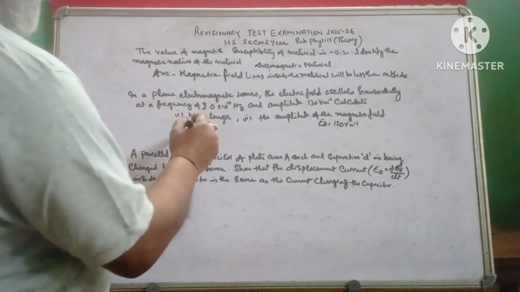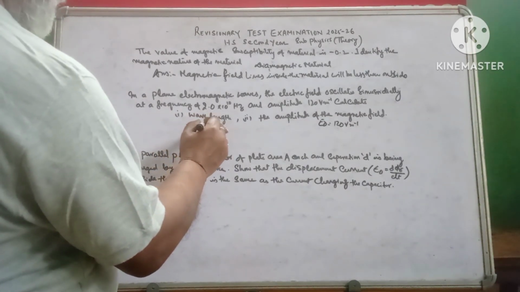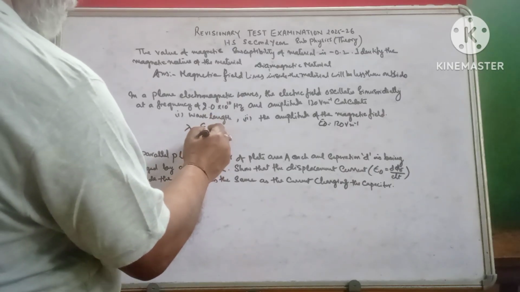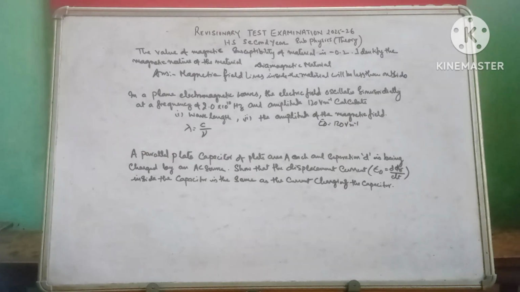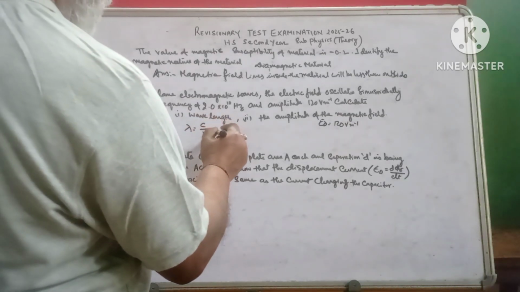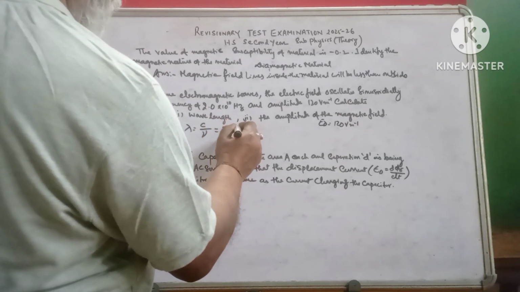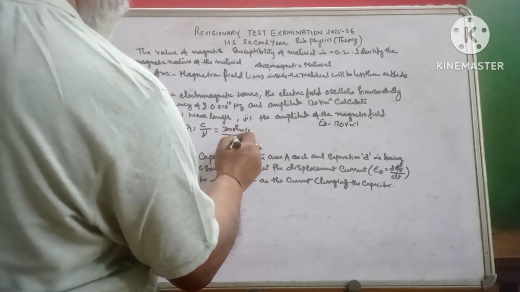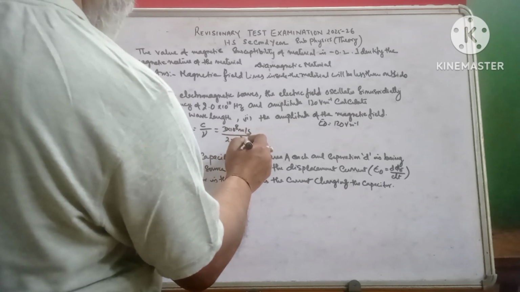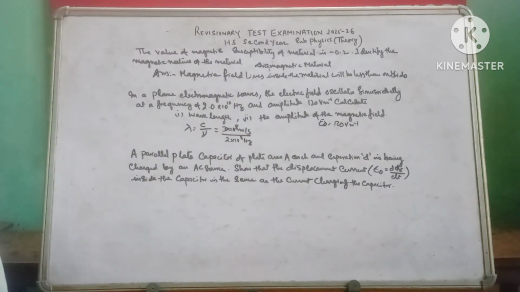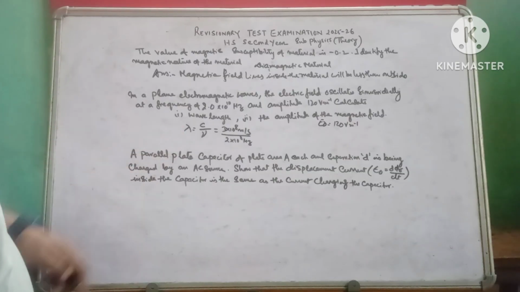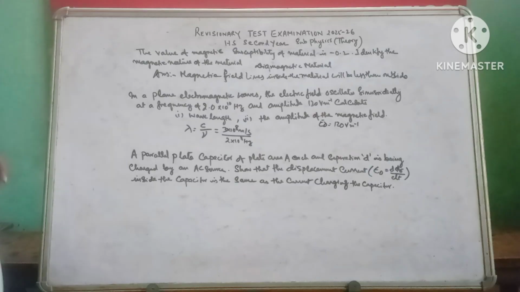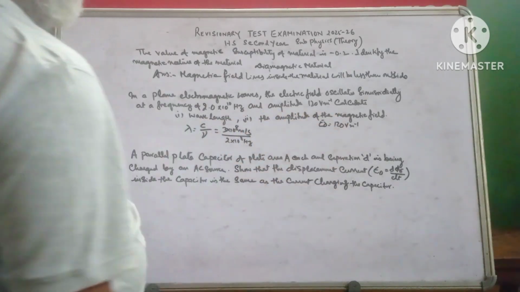So your wavelength lambda is equal to velocity of the light by frequency. So this will be equal to velocity of the light, you know, that is 3 into 10 to the power of 8 meter per second, and your frequency, it is given, is 2 into 10 to the power of 8 hertz. Now if you calculate it, you will get the wavelength in meters. And secondly, you have to find the amplitude of the magnetic field.